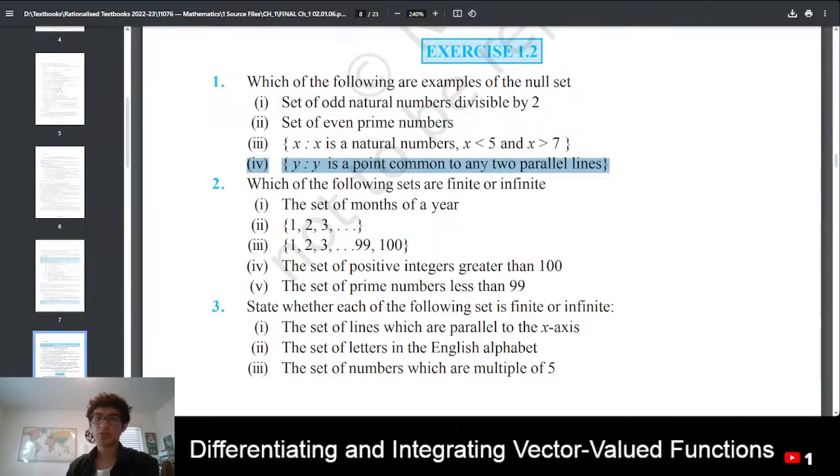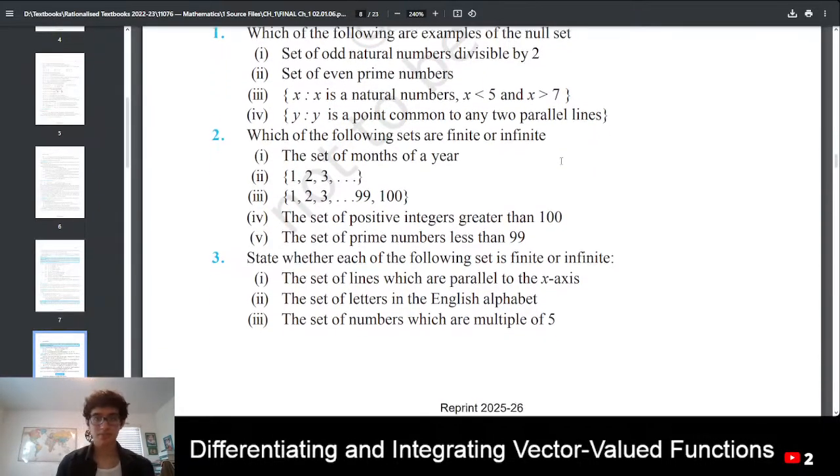Point common to any two parallel lines. Okay, it depends. I don't know how they're defining it, but if there are two lines like this and there's nothing in common, then that's a null set. But if they're the exact same line, then it's an infinite set. So it kind of depends on how you define it, but I think the answer they're looking for is nothing here. It's a null set.